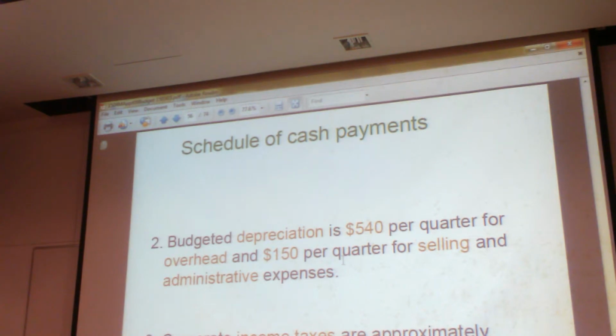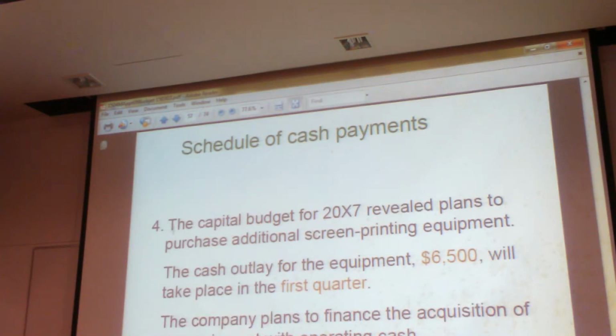Depreciation is not a cash item. Please don't take out depreciation. Depreciation is not a cash item. So even though they tell you they depreciate so much, don't minus 540, because it's not a cash item. Clear? Okay? Now 150, of course, you must minus out. Income taxes also. Now they say that the income tax will only be paid at the 4th quarter. So make sure only at the 4th quarter you put it in.